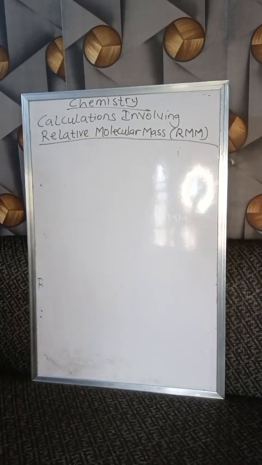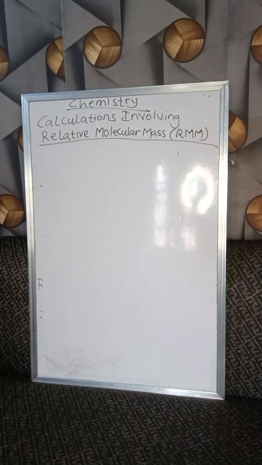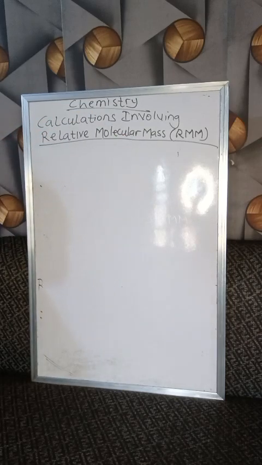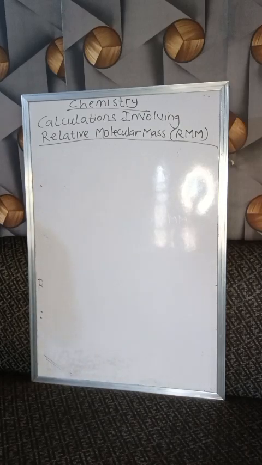Hi, last class we talked about relative molecular mass, and I defined relative molecular mass as the sum of the relative atomic masses of all the atoms in one molecule of the substance. That was what we treated last class. So today we are going to proceed to calculations involving relative molecular mass.